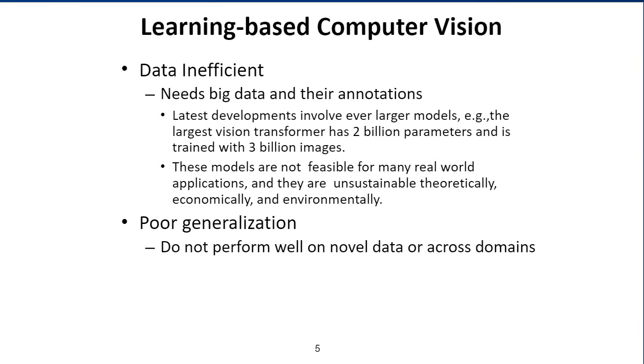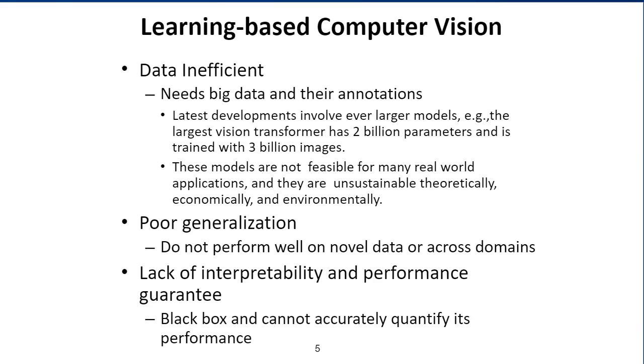And the third limitation with existing deep learning-based computer vision algorithms is lack of interpretability and performance guarantee. The existing algorithms are typically trained end-to-end. And there is little interpretation or explanation about the features they learn and about their predictions. And more importantly, they are not able to accurately quantify their performance. And this, again, is very important for real-world computer vision systems, which are required to guarantee their performance and to reliably quantify their performance under different conditions. So these are the serious limitations.